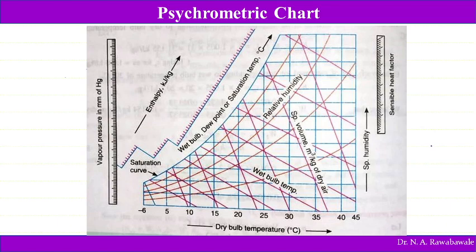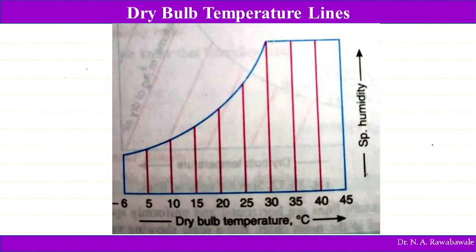So this psychometric chart consists of various lines, and what these lines are going to represent, that we want to discuss here in brief. Very first, that is the line of dry bulb temperature. Already you have discussed the dry bulb temperature, what is the definition of dry bulb temperature. Now here we can see the dry bulb temperature lines are vertical lines. These vertical lines, which are represented by red lines, represent dry bulb temperature.